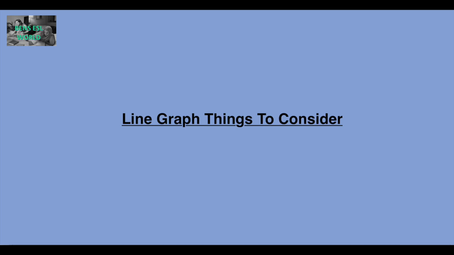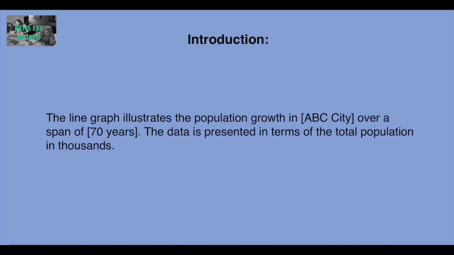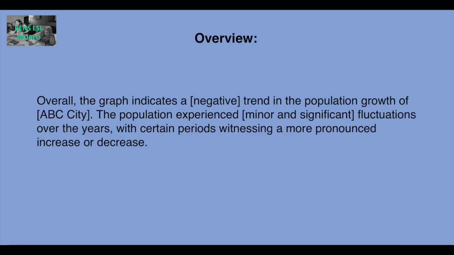Line graph things to consider. Introduction. The line graph illustrates the population growth in ABC city over a span of 70 years. The data is presented in terms of the total population in thousands. Overview. Overall, the graph indicates a negative trend in the population growth of ABC city. The population experienced minor and significant fluctuations over the years, with certain periods witnessing a more pronounced increase or decrease.